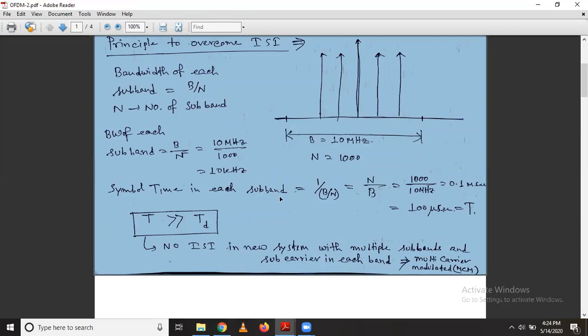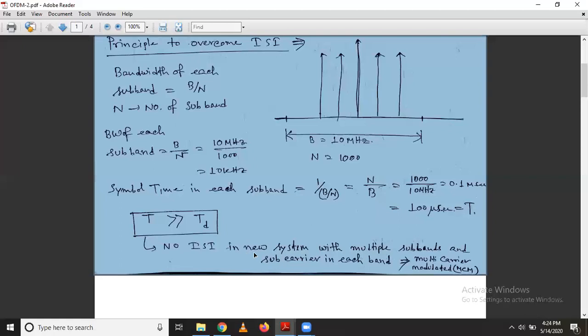And for each subband, the symbol time is 100 microseconds, which is much greater than the delay spread. The delay spread value is 2 to 3 microseconds. So T is much greater than TD. That means there will be no ISI.